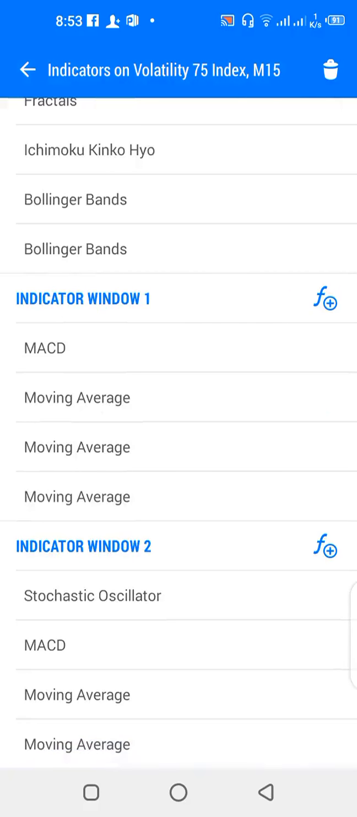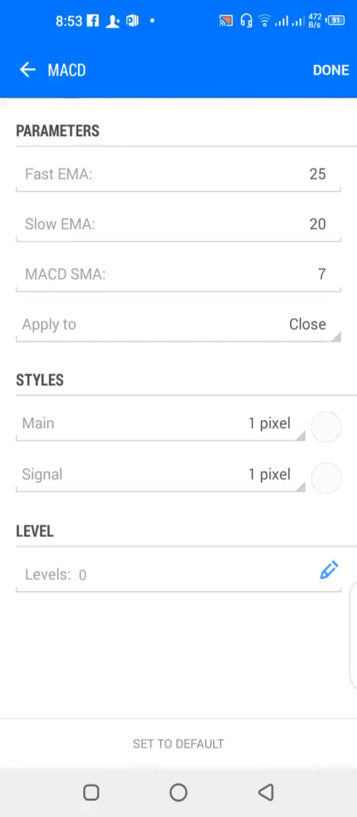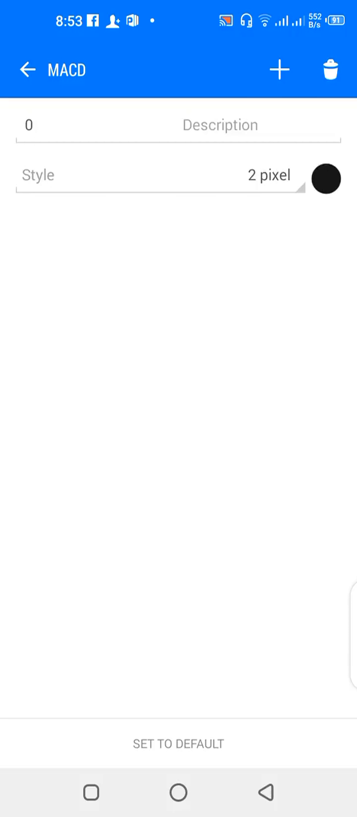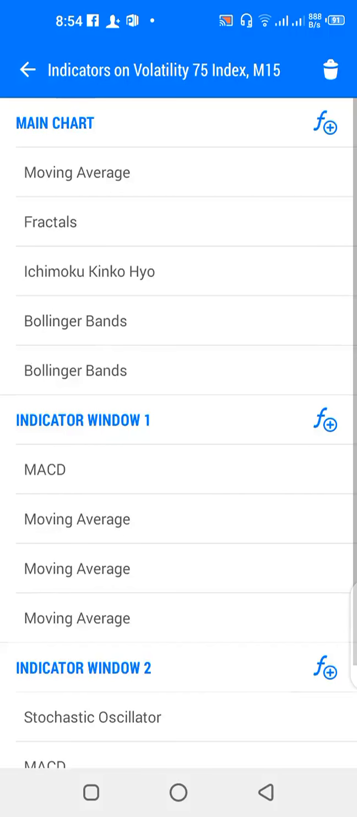Apart from the stochastic oscillator, we have the MACD. For the MACD, we have the fast EMA to be 25. We have the slow EMA to be 20. We have MACD SMA to be 7. Apply to close. There's no color. Of course, the level is 0, and of course, you have a black color for that.